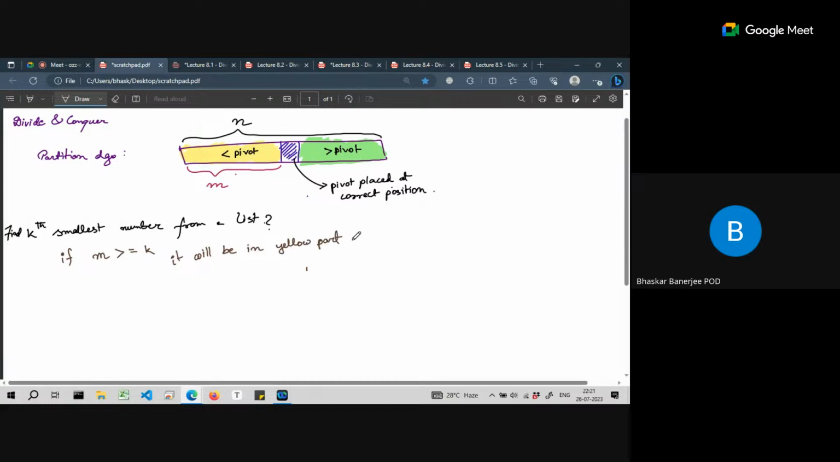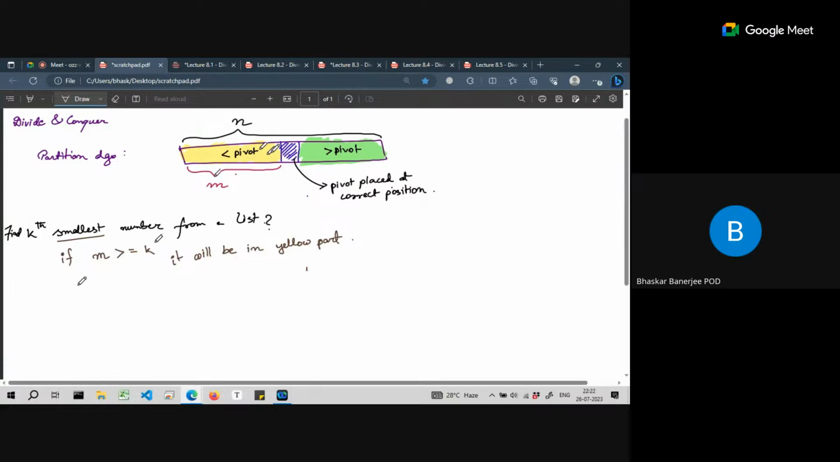Right? I can guarantee that. Why? Because the first thing is the smallest, so all the smaller numbers are in the yellow part. And I can see that I have m smaller numbers. Then the pivot: wherever the pivot is, I don't worry about that. But I can guarantee that all the elements lesser than the pivot, the m small elements, are on the left hand side of the pivot, and m is larger than k.